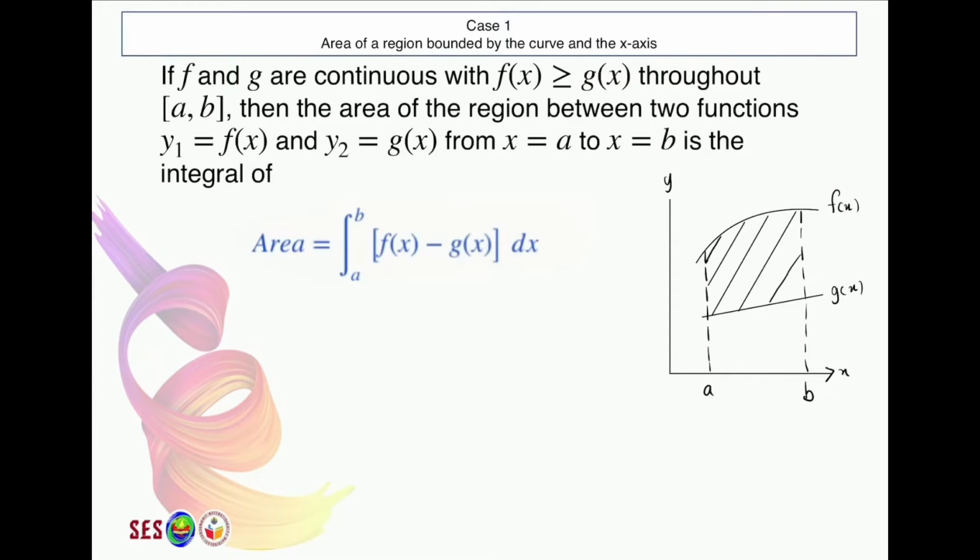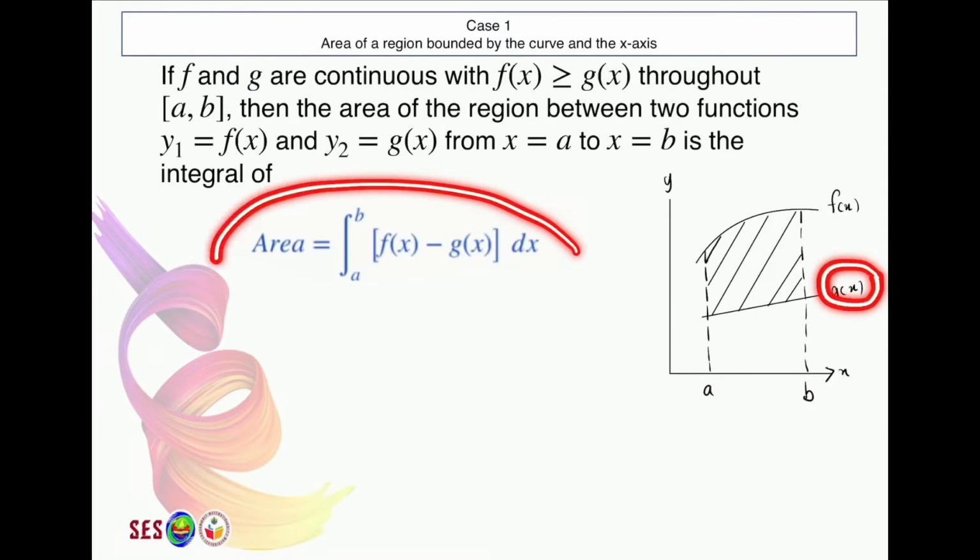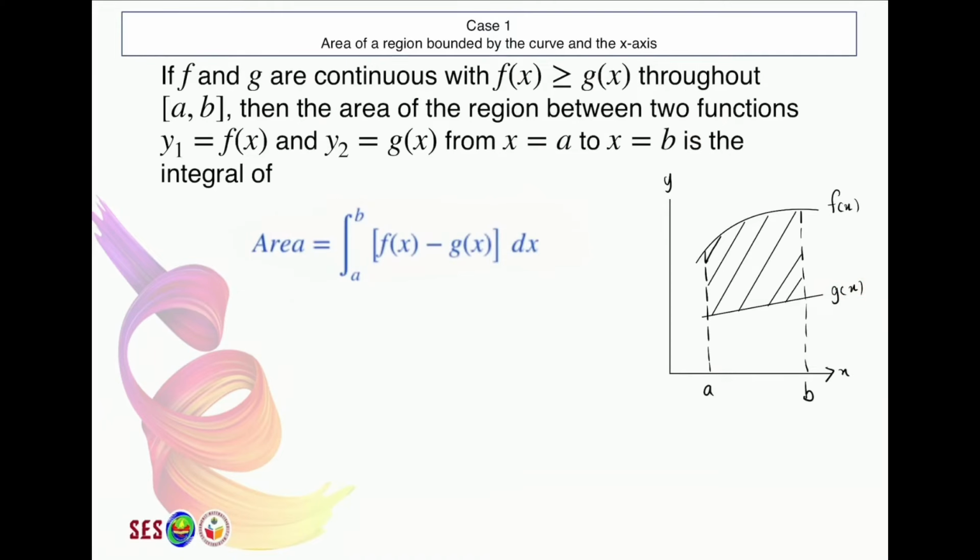So how do we go about finding it? This is when we would need this formula. This formula right here will be useful for us. So we integrate from a to b, then we take f(x) minus g(x). That is how we get the formula right here. If you look at the formula closely, you can actually rewrite it as area equals the integral from a to b of y1 minus y2, integrated with respect to x.